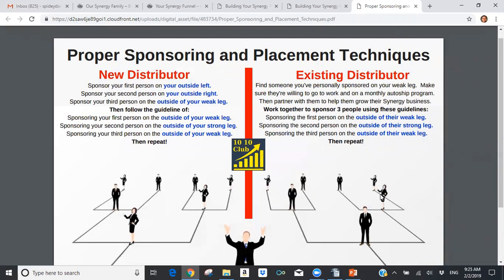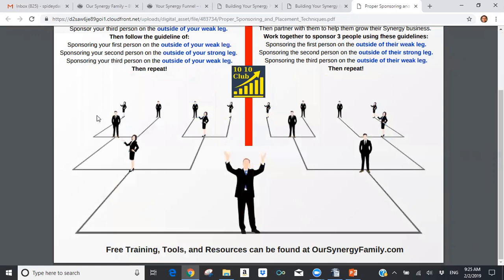Well, as they sponsor people into their Synergy organization, they want to sponsor the first person on their outside left, the second person goes on their outside right, and then the third person is going to go on the outside of their weak leg. So using that, this person here sponsors their first person on the outside of their left leg. Their second person gets sponsored on the outside of their right leg. And then that third person would get sponsored on the outside of their weak leg.